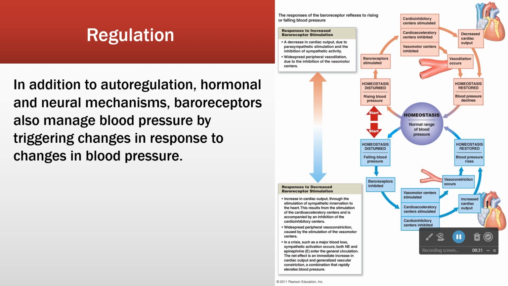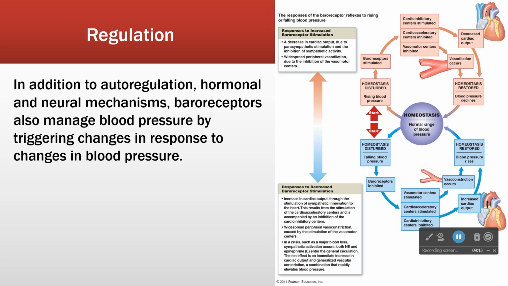Now let's do the reverse one. This one's actually much more common. Normal blood pressure, we have a reduction in blood pressure. Baroreceptors are inhibited, right? So they slow their firing rate into the brain. The brain detects that as a reduction in blood pressure, stimulates everything, right? So cardio-acceleratory centers are stimulated, the inhibitory center is inhibited, the vasomotor centers are stimulated. So what do we get? Increased vasoconstriction, more TPR, right? And increased cardiac output, both of which will raise blood pressure. So now we're back into our normal range again.